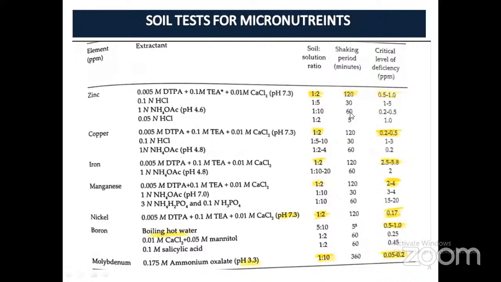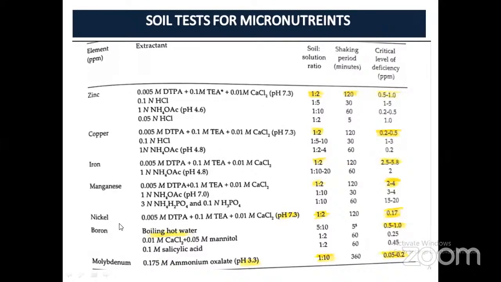Another thing: the question that is usually asked is the critical level of deficiency. If we extract zinc by DTPA method, and if it is less than 0.5, then it is deficient. So this critical level is important from exam point of view. This critical level of these nutrients by DTPA method at least. बाकी method को फिर भी छोड़ सकते हो, लेकिन DTPA को देखेंगे, ठीक है?